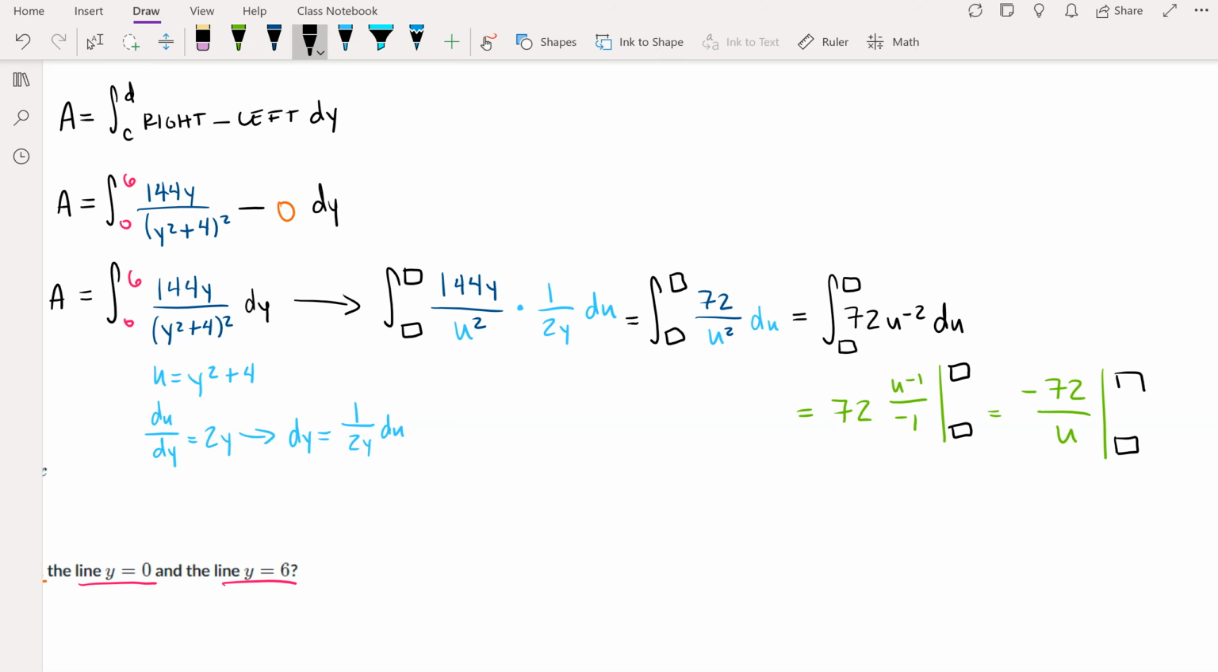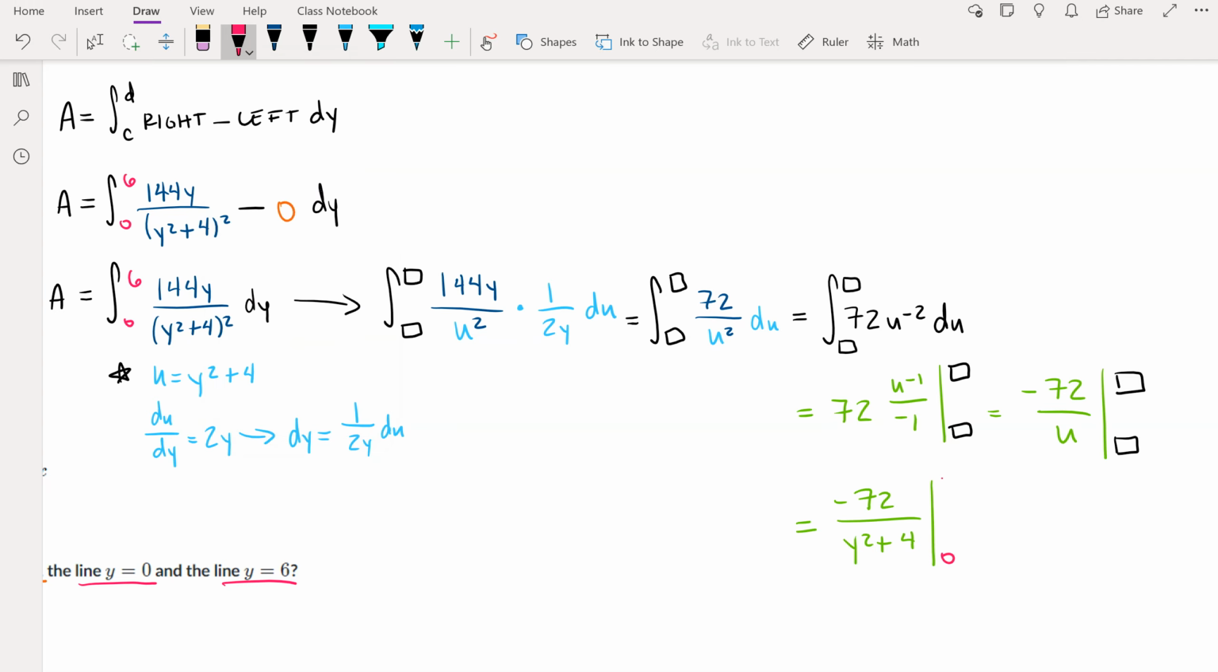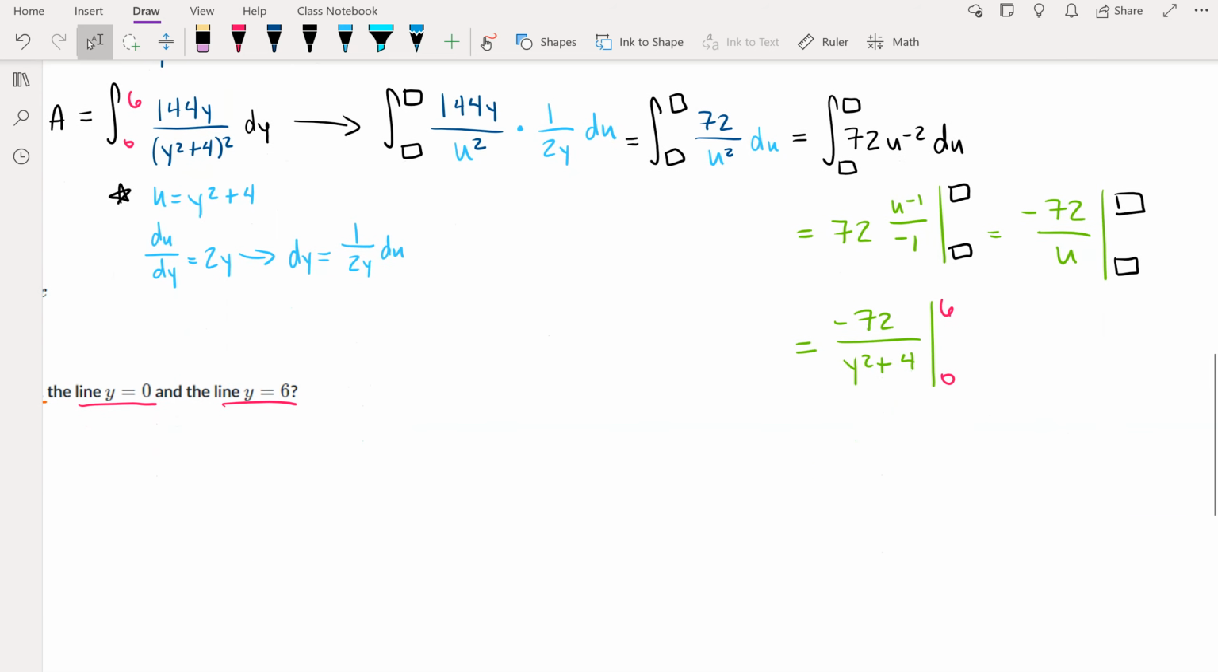Okay, and now we're going to plug back in for u, and then we'll put our boundaries back in. So what was u? u was y squared plus 4. So equals, I'm going to come over here, negative 72 over y squared plus 4 evaluated from, now we can put our boundaries back in, 0 to 6, because we changed our variable back to y, the original variable. Okay, and we are so close to being done. Now we just need to actually plug in top, subtract, plug in bottom.